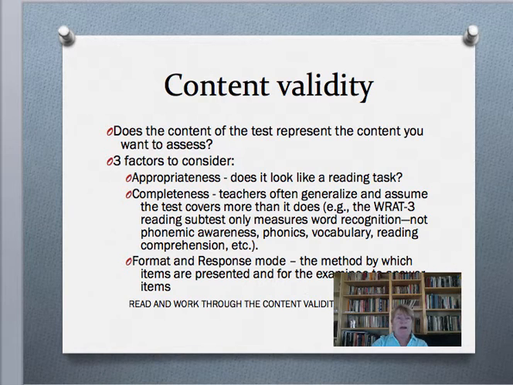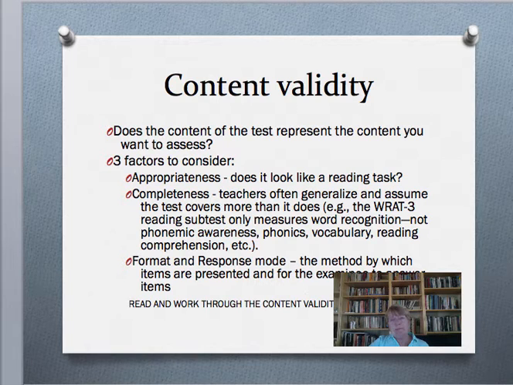So ready? What is your opinion of the content validity of the TOWL-3, the Test of Written Language? Do you think it's a valid measure of written language? First of all, is it appropriate? Does it look like a written language task? And I would say that it is appropriate. It is asking you to do something that requires you to demonstrate your knowledge of some aspect of written language. Write in a word, or write a sentence based on a word.